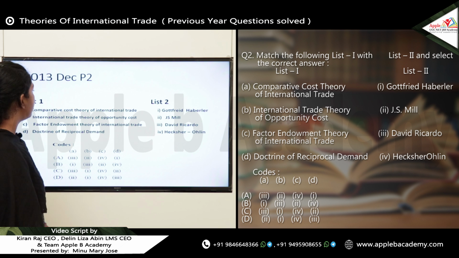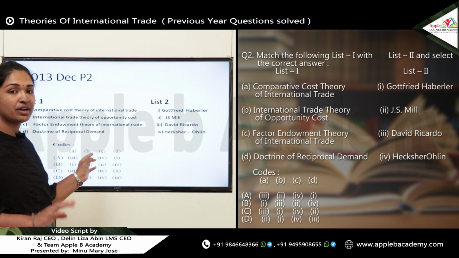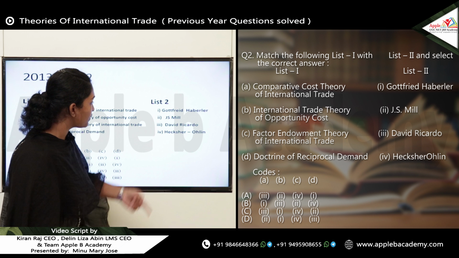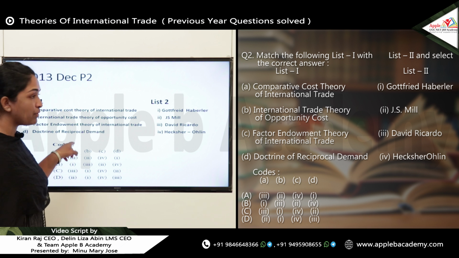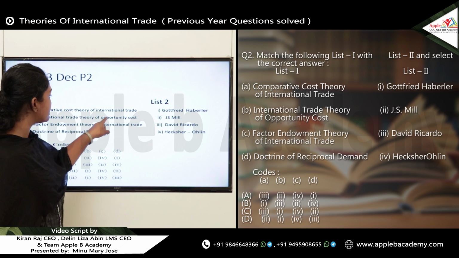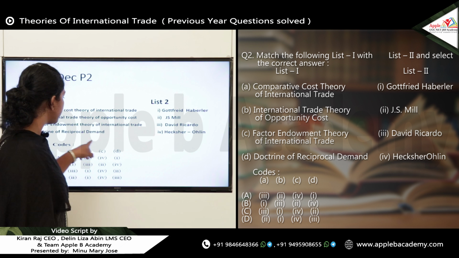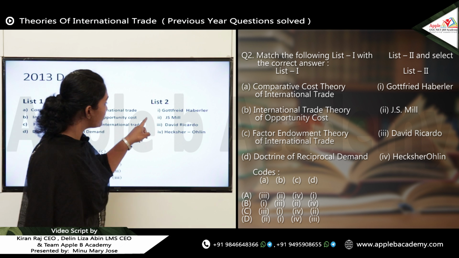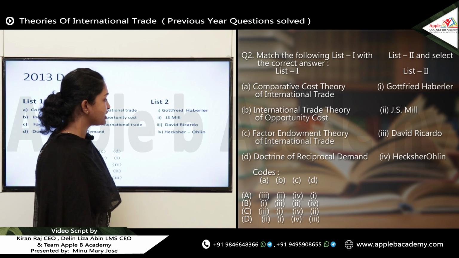Now the question is from 2013 December paper 2. This is similar to the one previously asked, that is, to match the proponents of the theory with the theories. List 1 gives us the names of the theories: comparative cost advantage theory, the international trade theory of opportunity cost, the factor endowment theory of international trade, and the doctrine of reciprocal demand. List 2 gives us Gottfried Haberler, J.S. Mill, David Ricardo, and Heckscher-Ohlin.